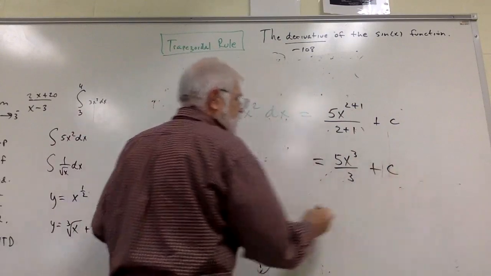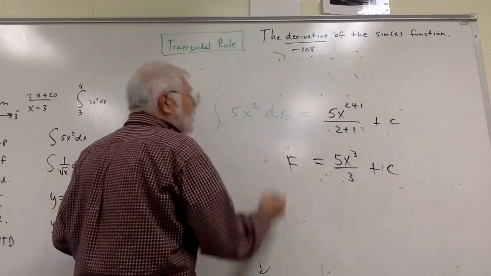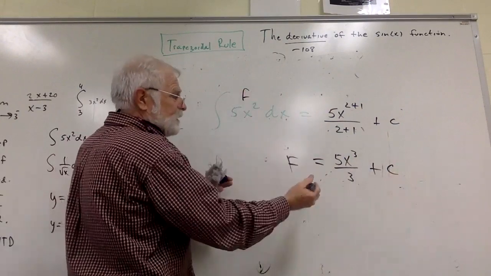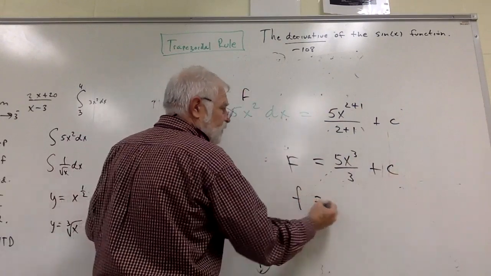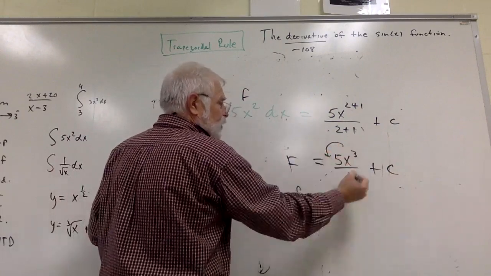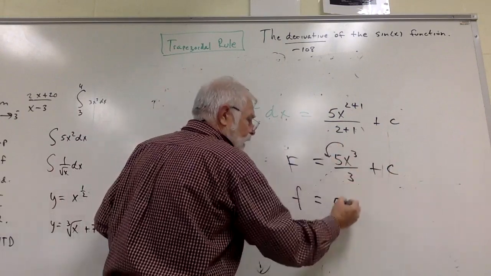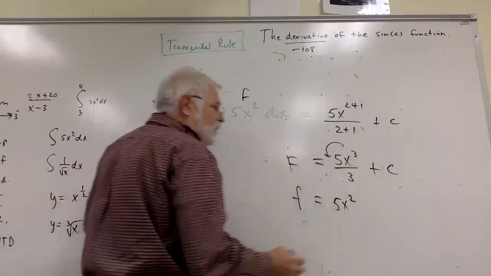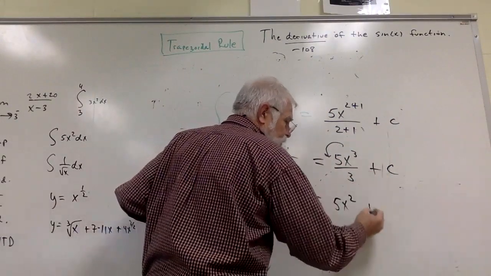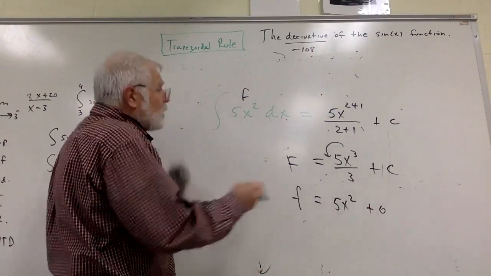So let's take the derivative. This is big F. This was little f. Let's check and see if it works. What's little f? 3 times this. I guess the 3's cancel. Go down 1. Oh, yay! And the derivative of c is 0, right? Doesn't change. All right, so I guess we did that right.